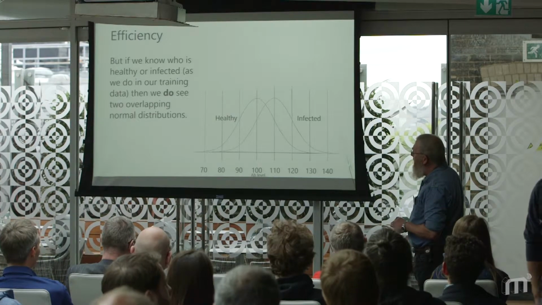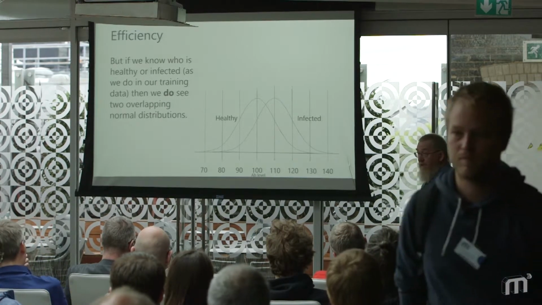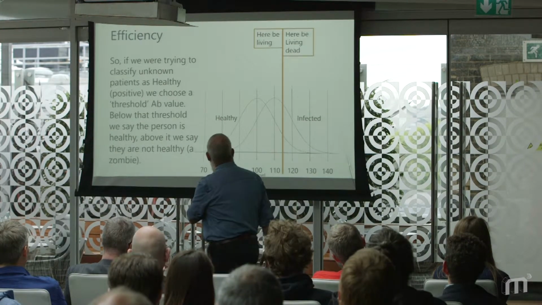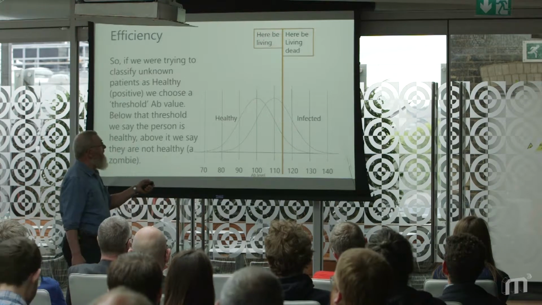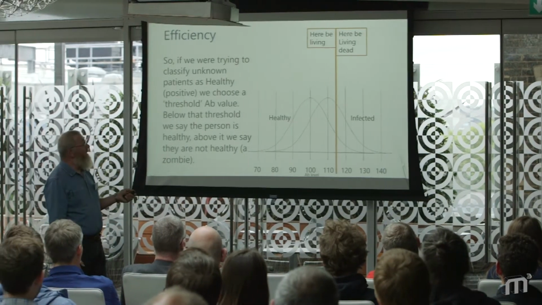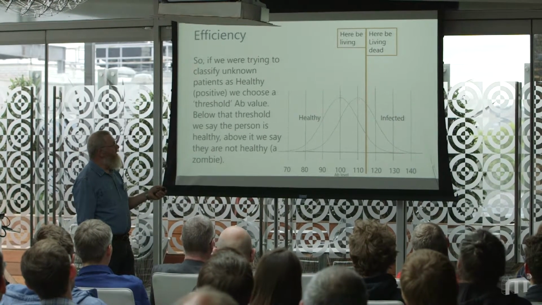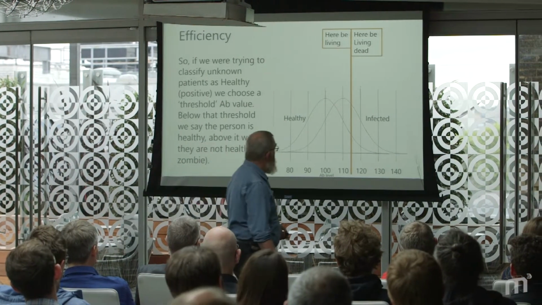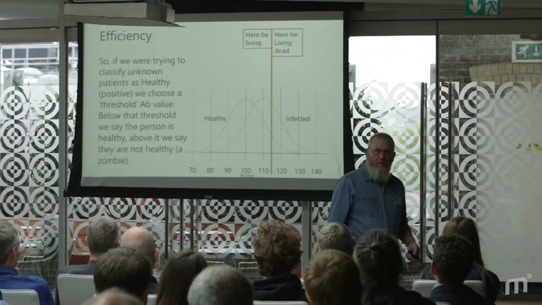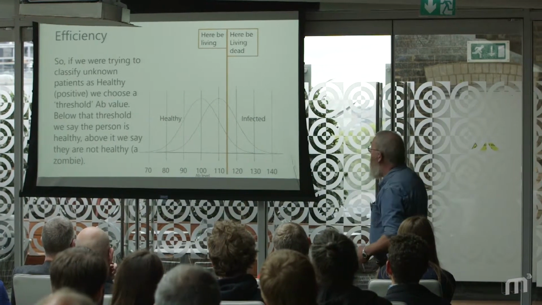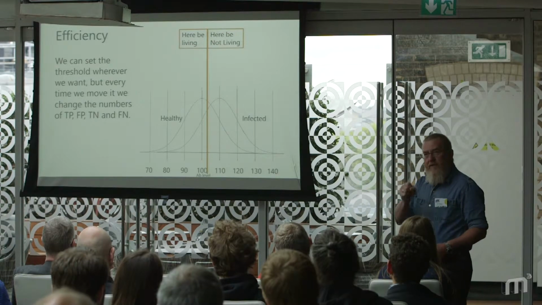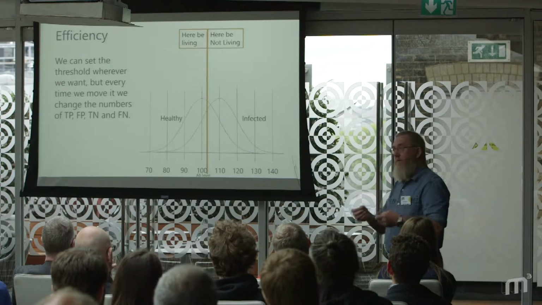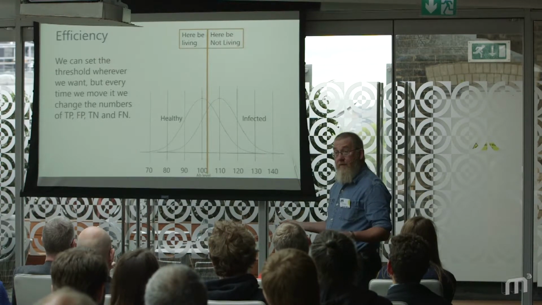So, if we know who's healthy and who's infected, then we're going to see two overlapping curves. So, okay, I'm going to put a stake in the ground. I'm going to say everybody above that antibody level is about to join the living dead, and these guys are going to be healthy. They are healthy now, and they're going to be fine. And you think, well, I wouldn't put the stake in the ground there. True, okay, where are you going to put it? Because wherever you put it, what you're going to be doing is changing the balance of true positives, true negatives, false positives, and false negatives, because that's what's going to happen.